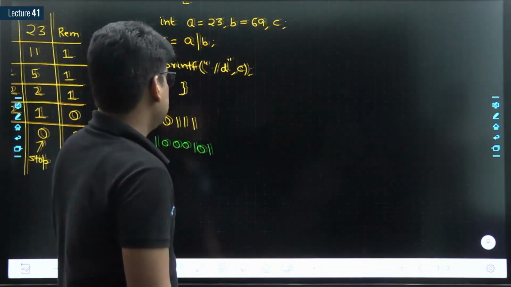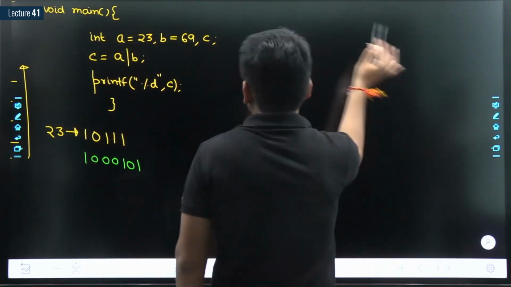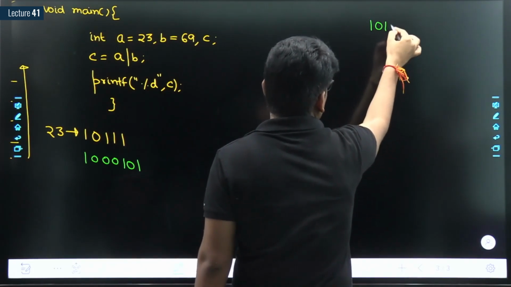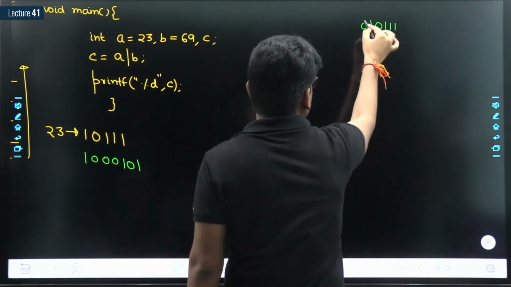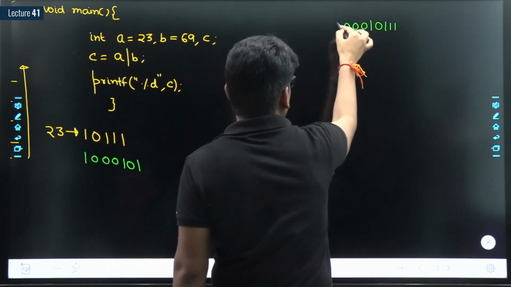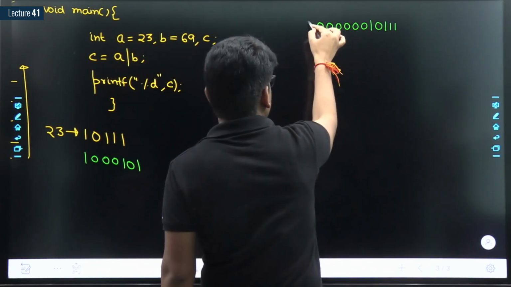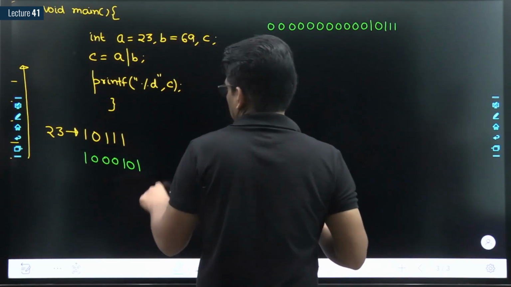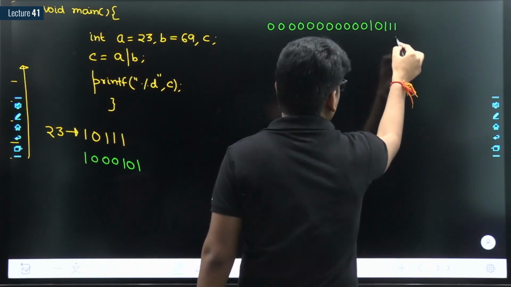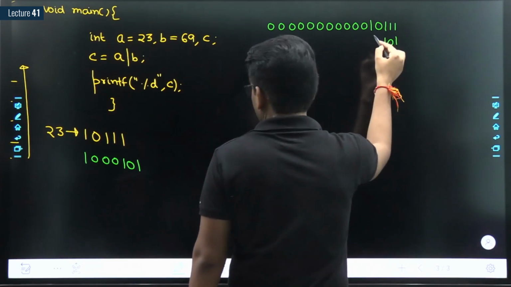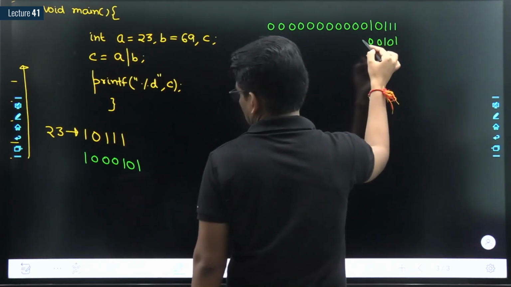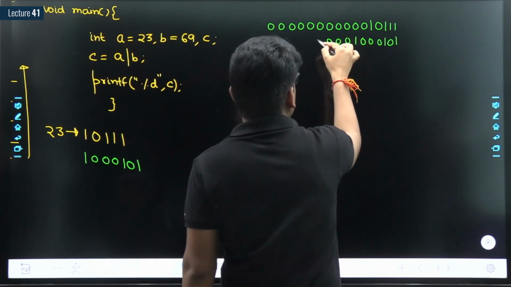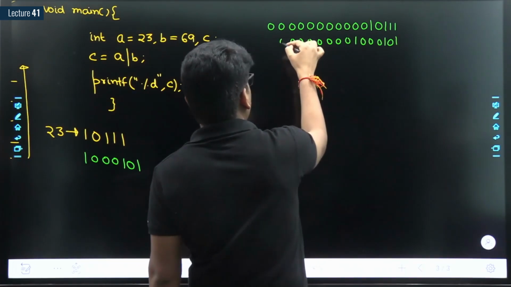Sir, what is the next procedure? Let's write them in complete form. 10111 is 5 bits, that means the remaining 11 bits are 0: 2, 3, 4, 5, 6, 7, 8, 9, 10, 11. Then 1000101. Always try to write from here, because corresponding bits are important. So remaining bits are 0. Okay.